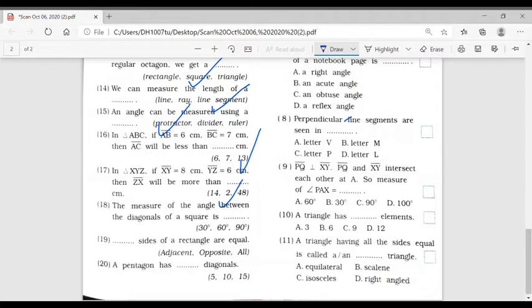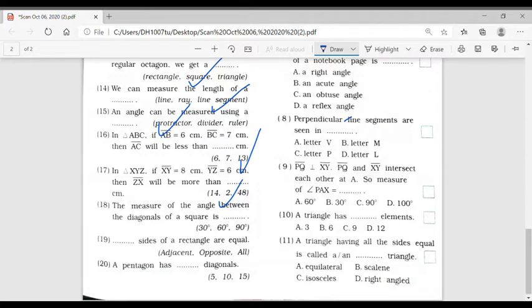Why will it be more than 2? Because if you add 6 plus 2, you will get 8, and XY is also given as 8 centimeter. That means the sum of two sides of a triangle will never be equal to the third side given to us. So it will be more than 8 centimeter. If you add 6 plus 2, you are getting 8. So the correct option will be 2.